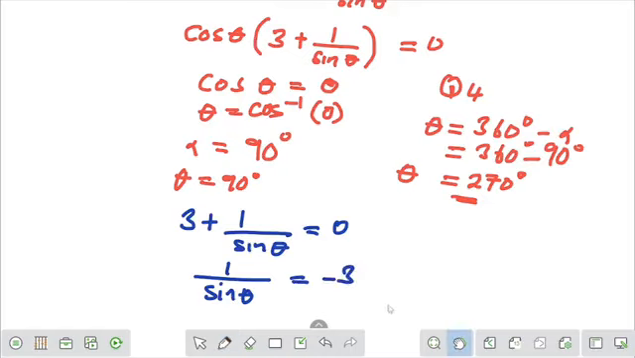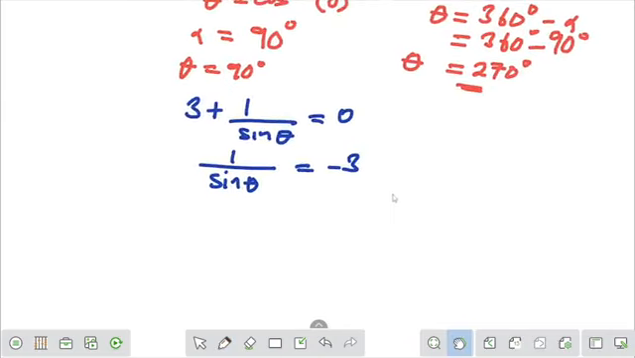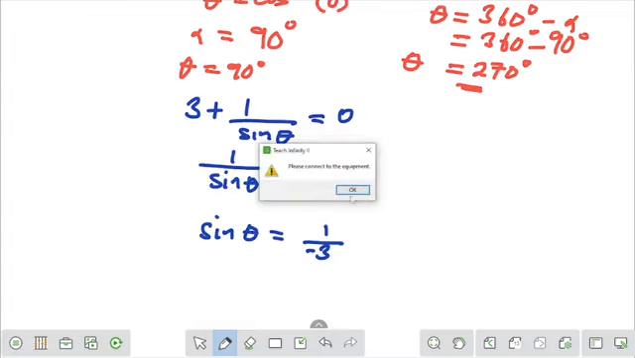Now from here, we are going to have sin theta is equal to 1 over negative 3. This is what you are going to have. How have we come up with this? You start dividing, and that's when you come up with 1 over 3.